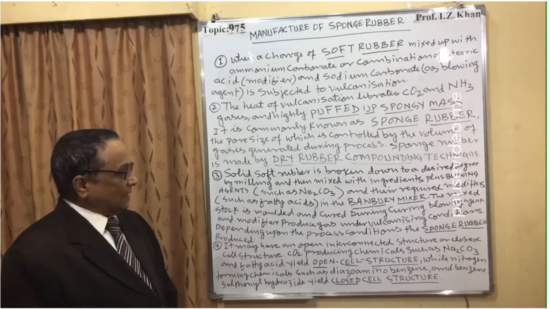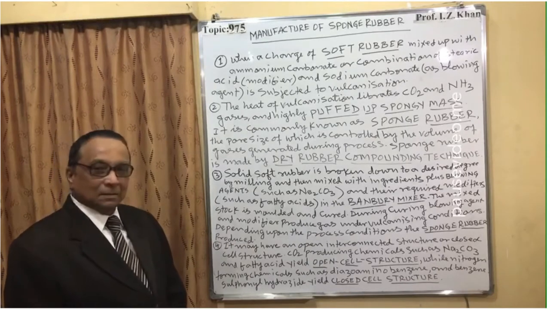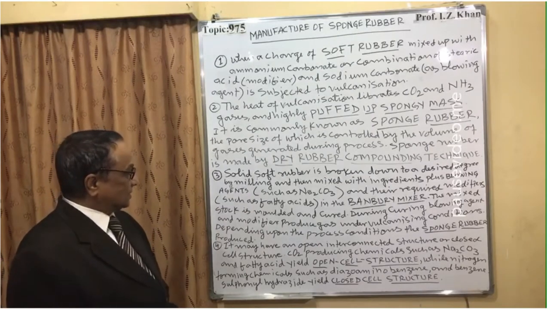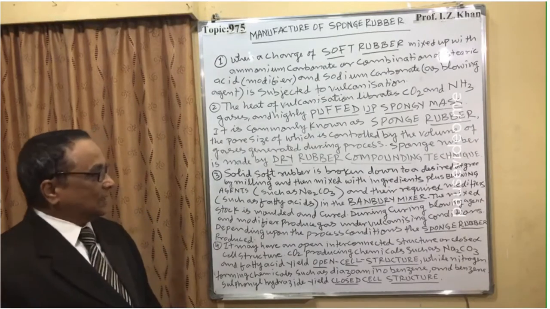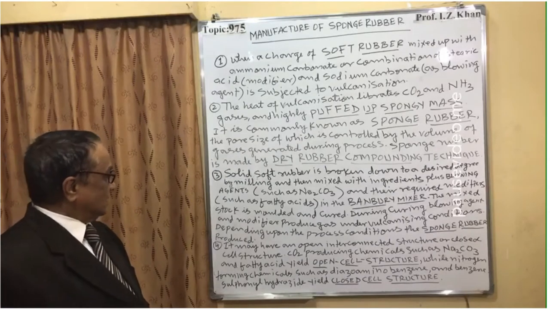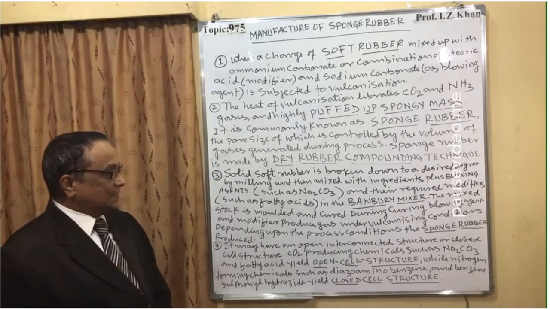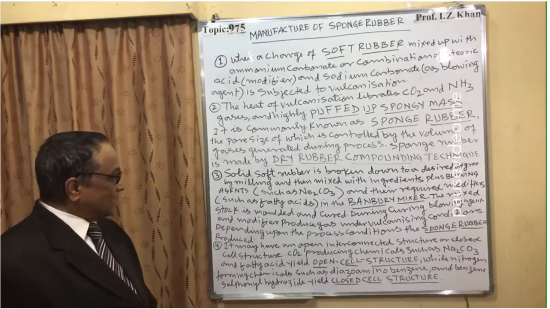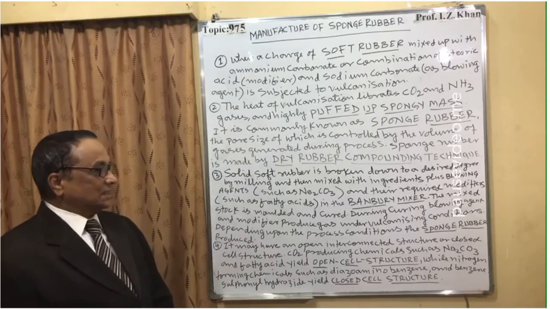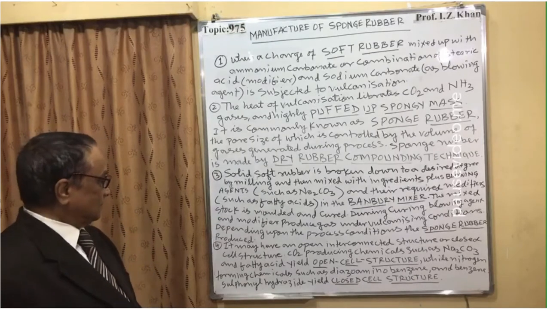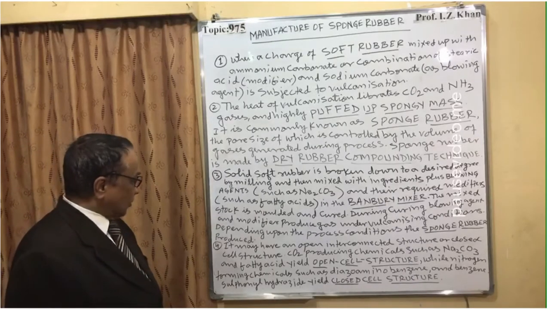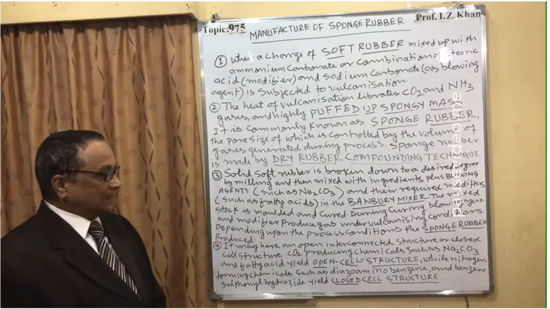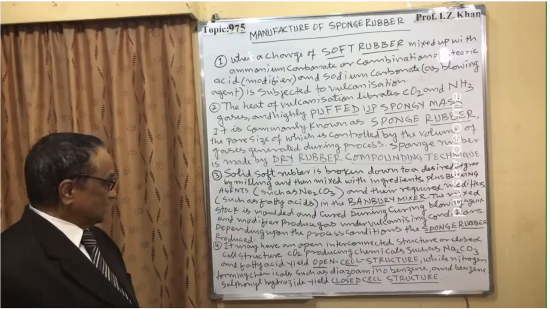In a Banbury mixer, the mixed stock is molded and cured. During curing, the blowing agent and modifier produce gas under vulcanization conditions. Depending upon the process conditions, the sponge rubber produced, number 4, may have an open interconnected structure or a closed cell structure.